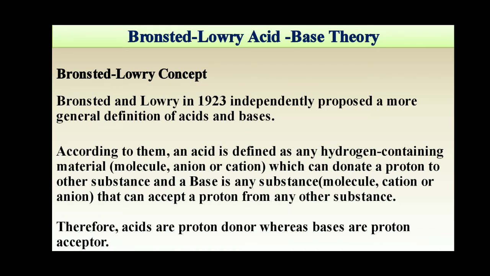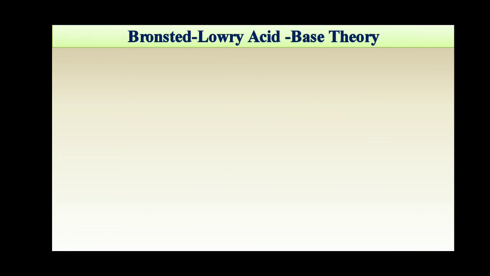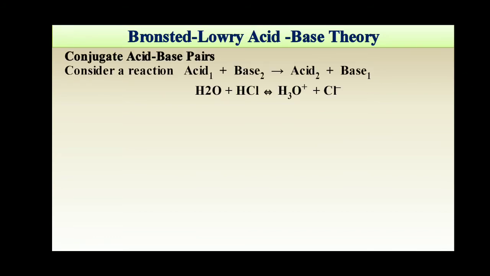Those substances that contain hydrogen and can donate a proton are known as acids, and those substances that can accept a proton are known as bases. Now I have taken one example for the Bronsted-Lowry acid base theory. Just see: acid 1 plus base 2 gives acid 2 plus base 1. I have taken one example: H2O, because hydrogen is contained here, plus HCl, it gives H3O plus.